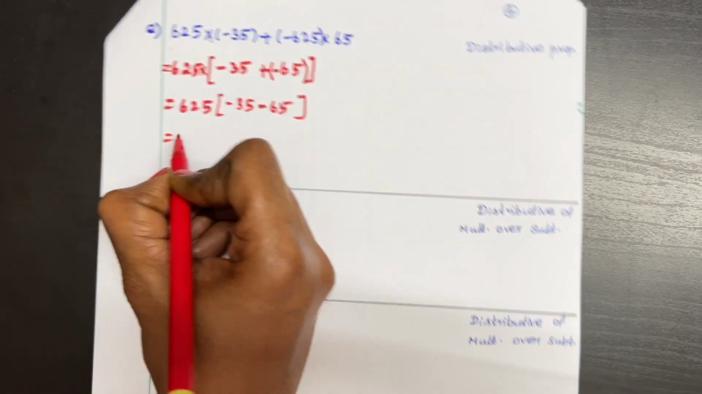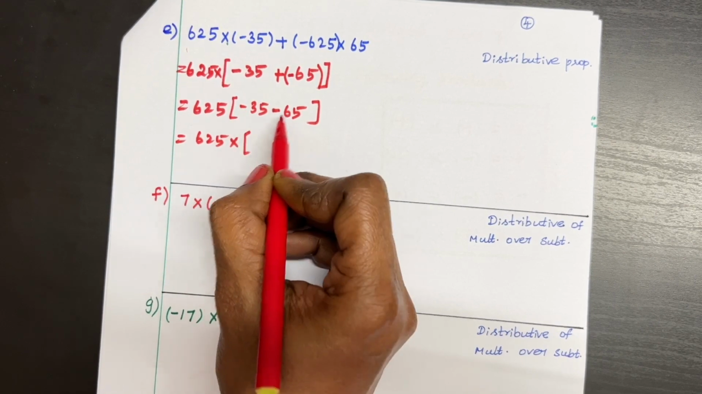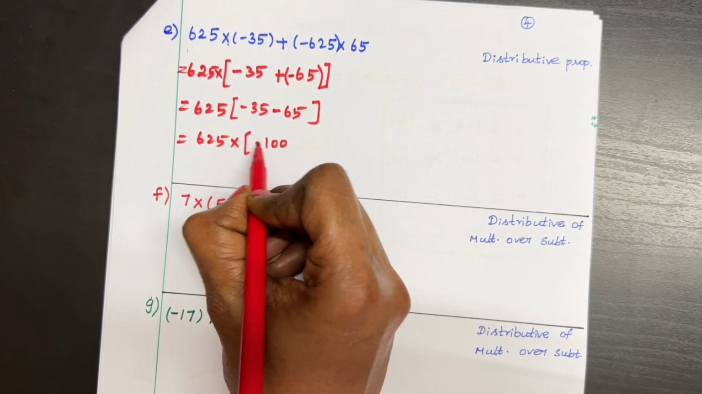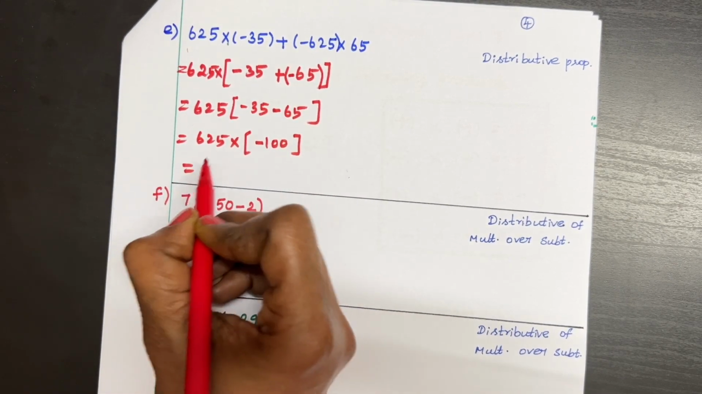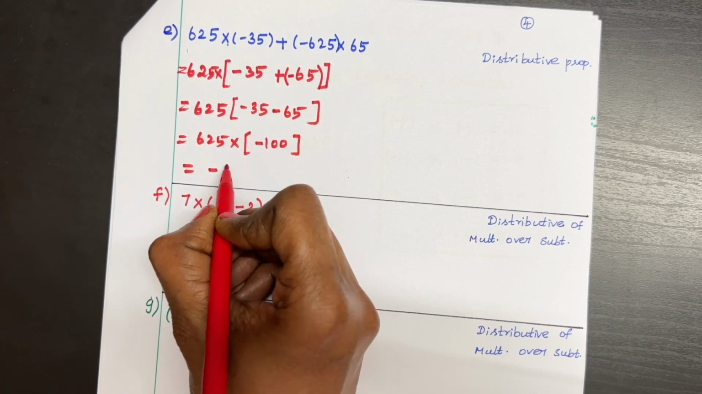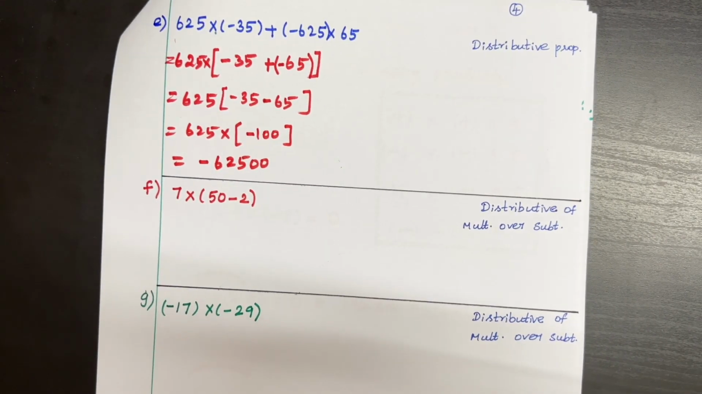This is equal to 625 into, like signs we need to add. If we add, what will we get? 100, but the sign is negative. We need to multiply: this is positive and this is negative, so negative 62500. This is our answer.